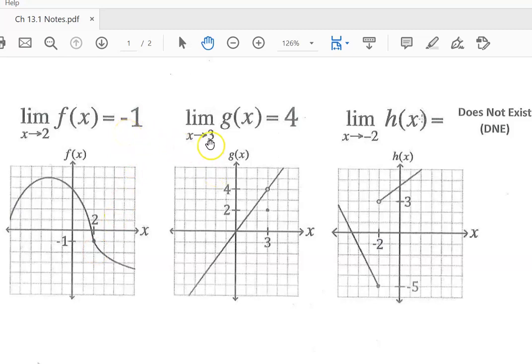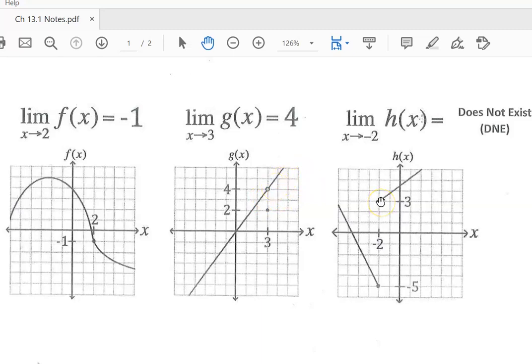Same thing in the second example, the limit of g of x as x approaches 3. So here's x equals 3. That means I want to approach that value. Here's me approaching it from the left side. Here's me approaching it from the right side. And no matter what, I'm still getting closer to the y value of 4. It doesn't matter that there's an actual point at y equals 2. I care about what I'm approaching. That's what a limit is.